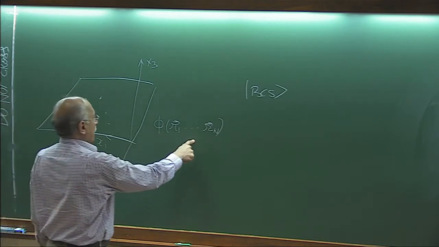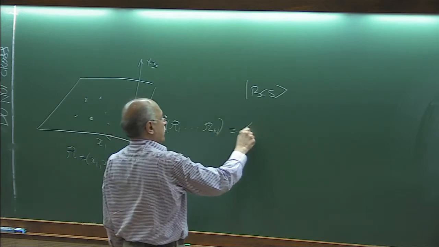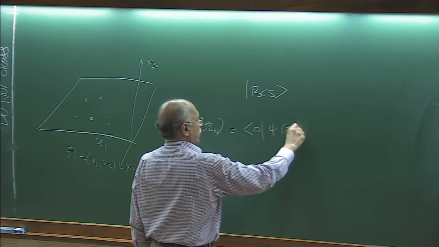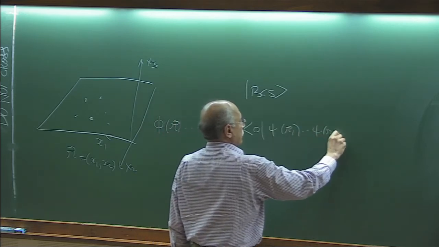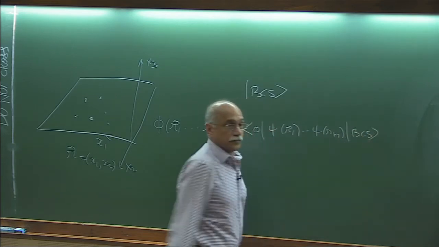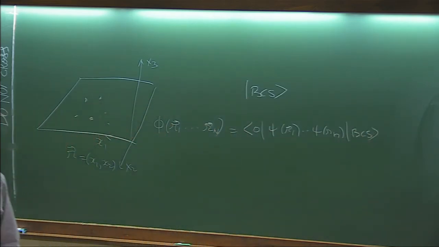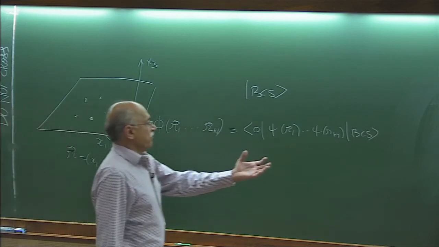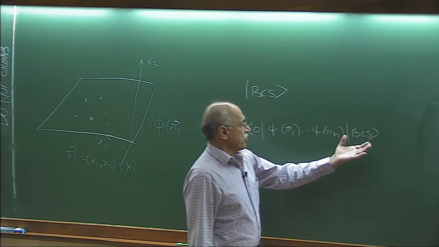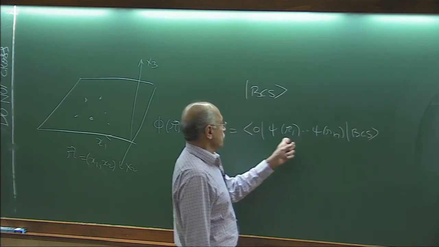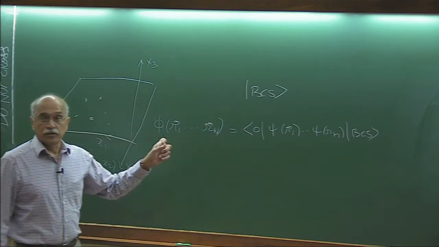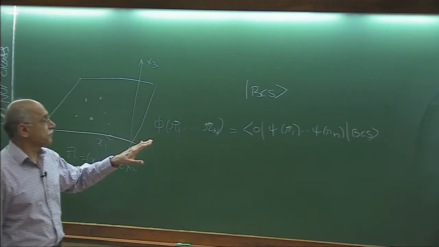That phi, the n-particle wave function, can be obtained by taking the vacuum, destroying fermions at points R1 through Rn, acting on the BCS state. Right? This is how you pull out the wave function, because this state has got the Fock vacuum times some creation operators, and this destroys those creation operators and returns you to the vacuum. The coefficient is the wave function. This is a standard way to extract the wave function.